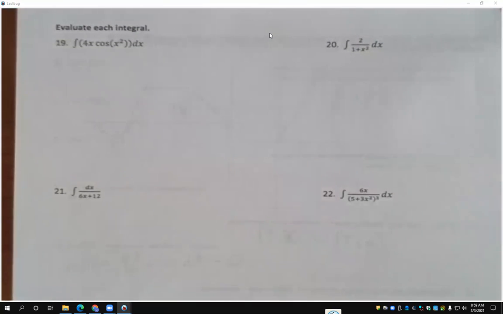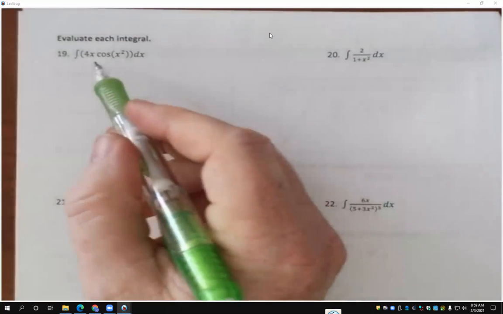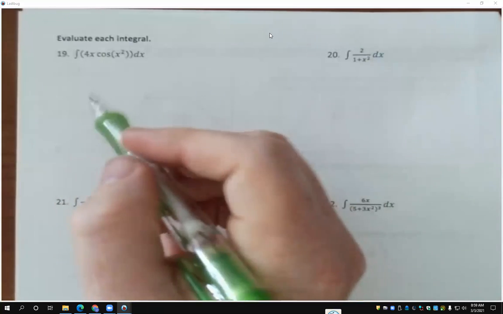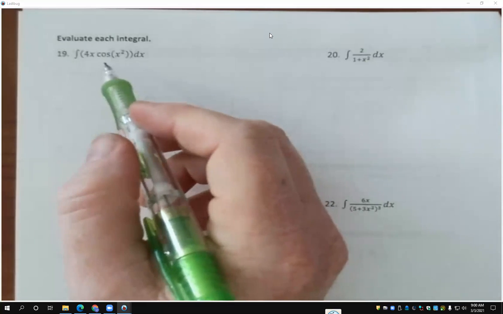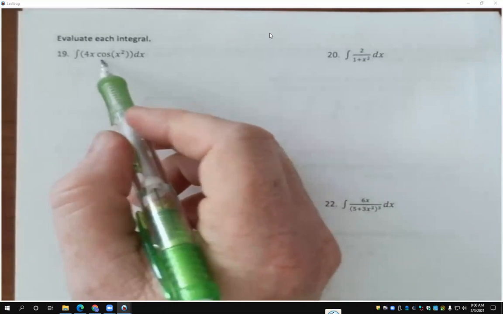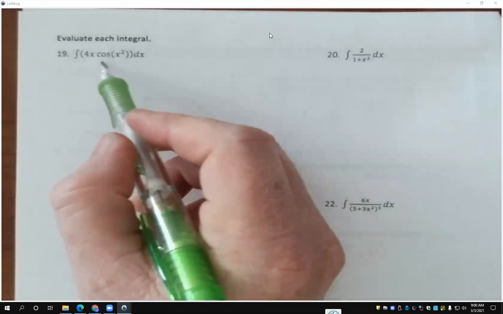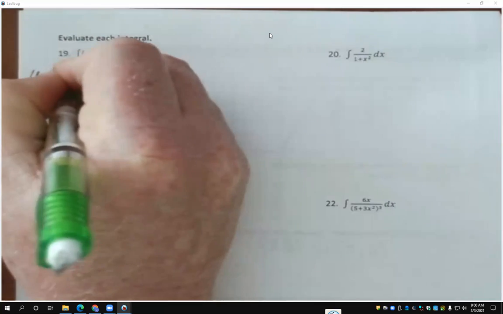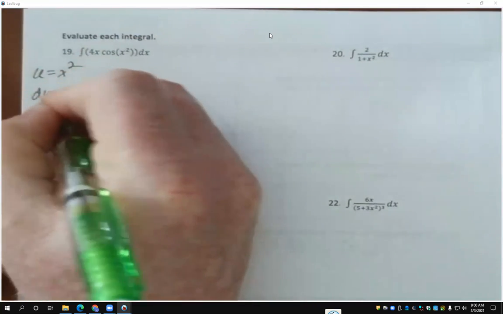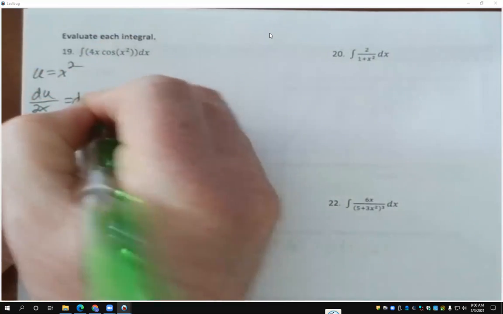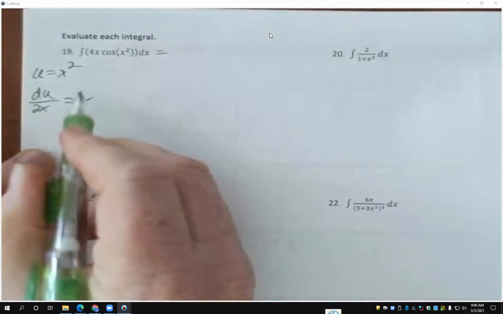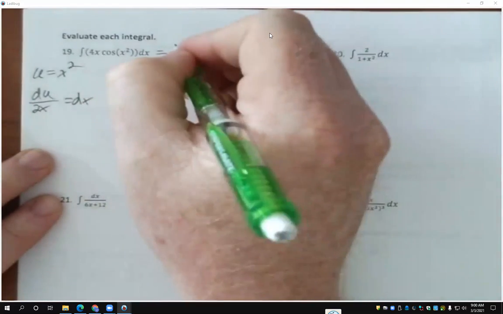Yes. All right. So 19 says 4x times the cosine of x squared. Again, we do not know the antiderivative of a product. Okay. So I find my composition function, or the one that gives me the chain, and that's cosine x squared. That's a chain. And the inside is my u. So u is equal to x squared. Du over this derivative, which is 2x, is dx.